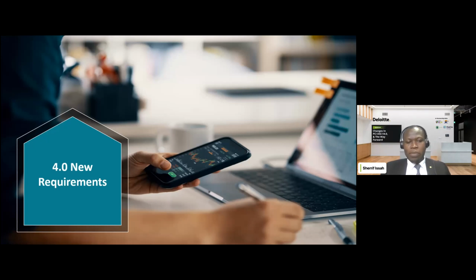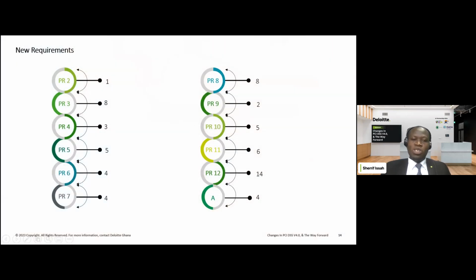So I'm going to dive deeper into the 64 new requirements that Mary has mentioned, and we're going to look at the distribution of these new requirements. These new requirements are scattered around the various requirements of the standard. From 3.2.1, we called them requirements. Now, 4.0 is calling it principal requirement. In terms of new requirements, there was no new requirement in principal requirement 1, but from principal requirement 2 to principal requirement 12, there were new requirements, including the Annexure A.